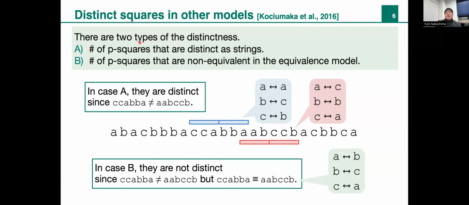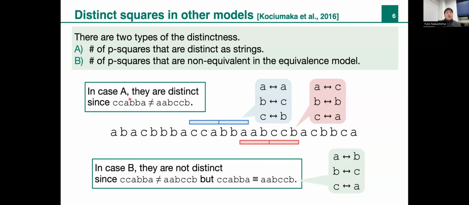There are two types of distinctness. The first is the number of p-squares that are distinct as words. The second is the number of parameterized squares that are non-equivalent in the equivalence model. Let's see this example. We focus on these two parameterized squares.